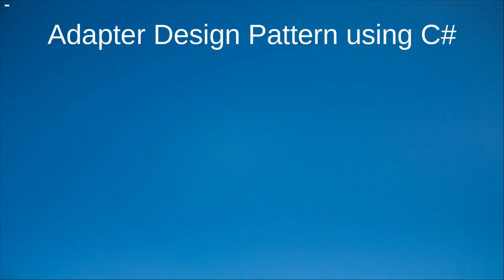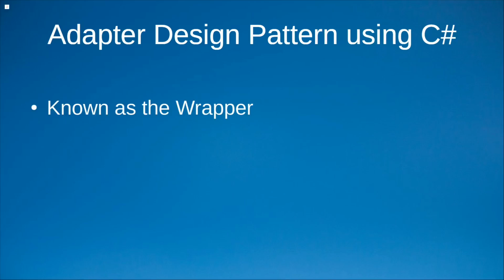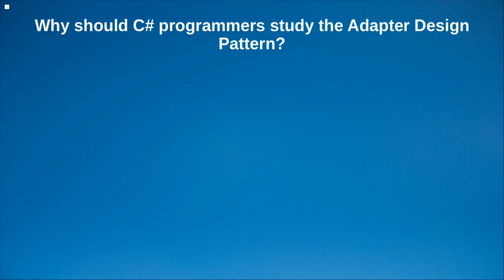Let's discuss the adapter pattern and its relevance to C# programmers. Adapter design pattern. The adapter design pattern, often known as the wrapper, falls under the structural design pattern category. Its primary intent is to bridge the gap between two incompatible interfaces. Essentially, this pattern involves creating a new interface, the adapter, that allows an existing class to work with other classes without modifying the source code. Why should C# programmers study the adapter design pattern?